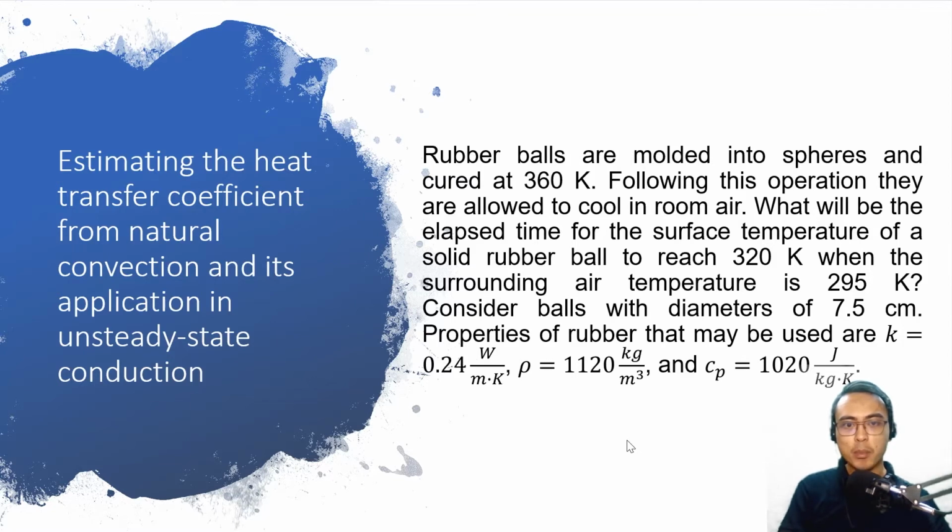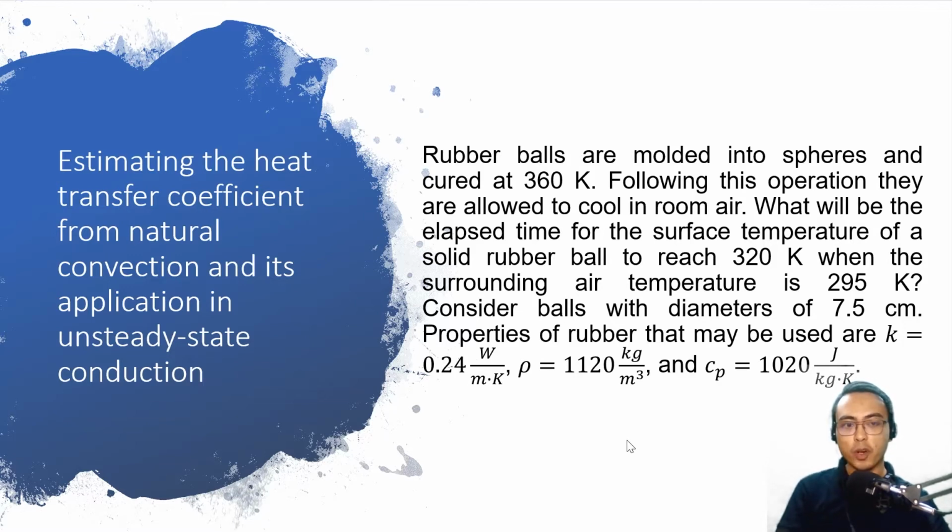What will be the elapsed time for the surface temperature of a solid rubber ball to reach 320 Kelvin when the surrounding air temperature is 295 Kelvin? Consider balls with diameters of 7.5 centimeters. Properties of rubber that may be used are k equal to 0.24 watts per meter per Kelvin, density is 1,120 kilograms per cubic meter, and heat capacity is equal to 1,020 joules per kilogram per Kelvin.